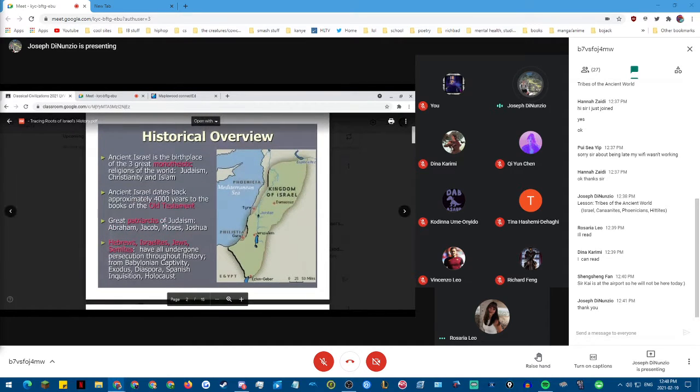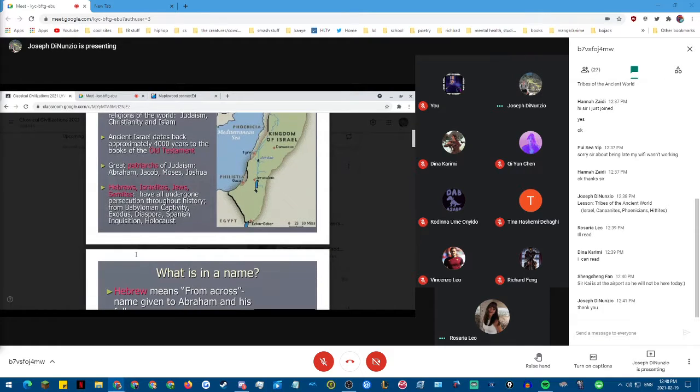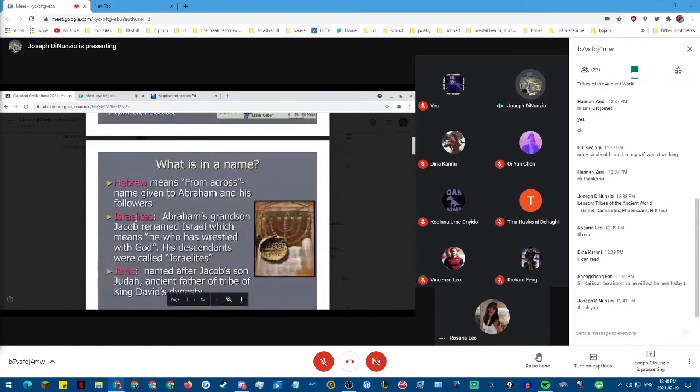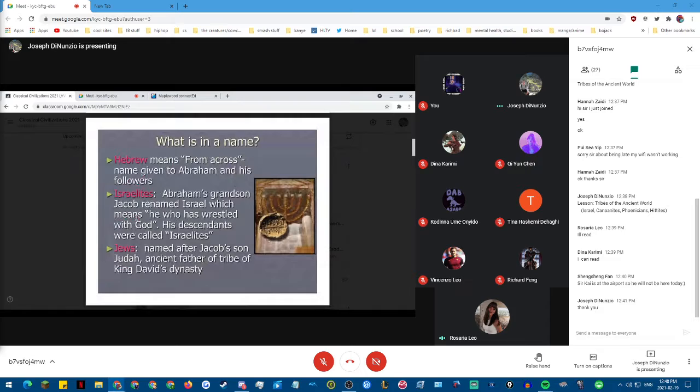And the important patriarchs: Abraham, Jacob, Moses, and Joshua, right? So what is in a name? Continue. What is in a name? Hebrew means from a cross. Name given to Abraham and his followers.